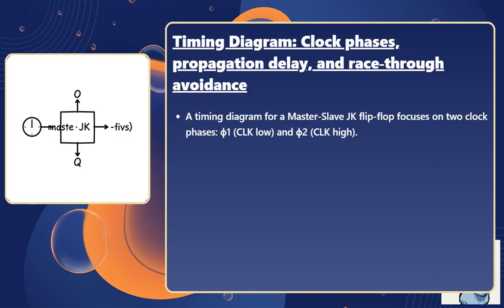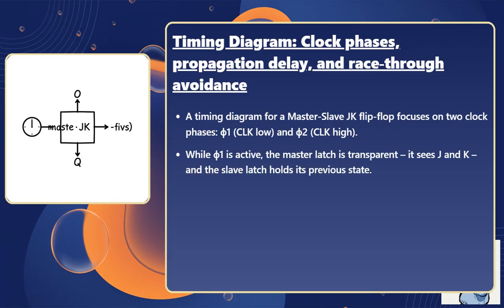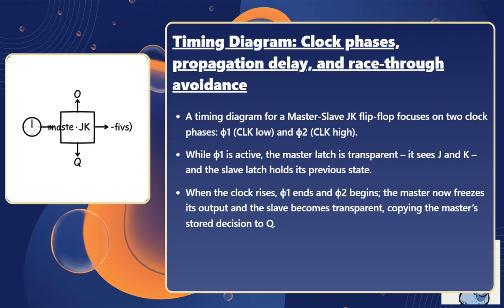A timing diagram for a master-slave JK flip-flop focuses on two clock phases, Phi 1 clock low and Phi 2 clock high. While Phi 1 is active, the master latch is transparent. It sees J and K, and the slave latch holds its previous state. When the clock rises, Phi 1 ends and Phi 2 begins. The master now freezes its output and the slave becomes transparent, copying the master's stored decision to Q.